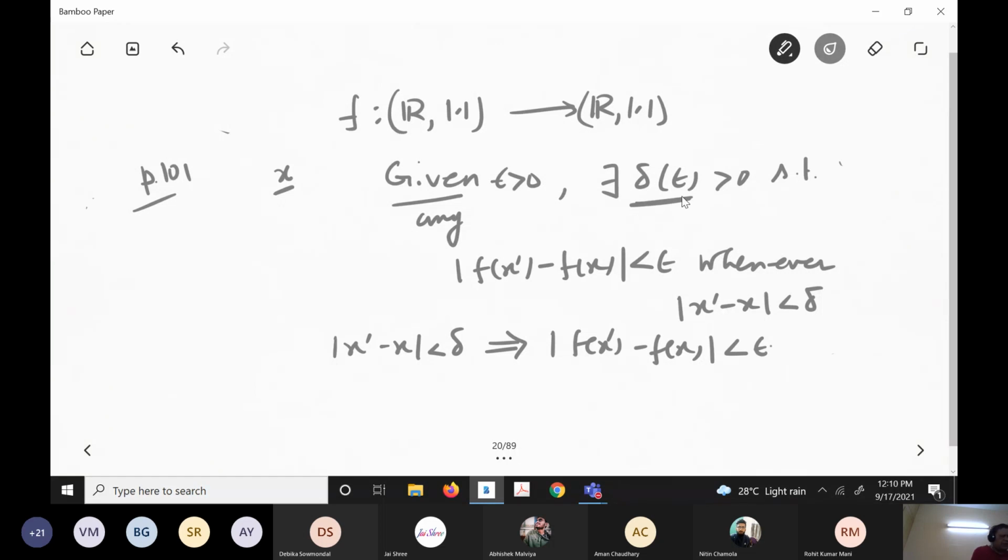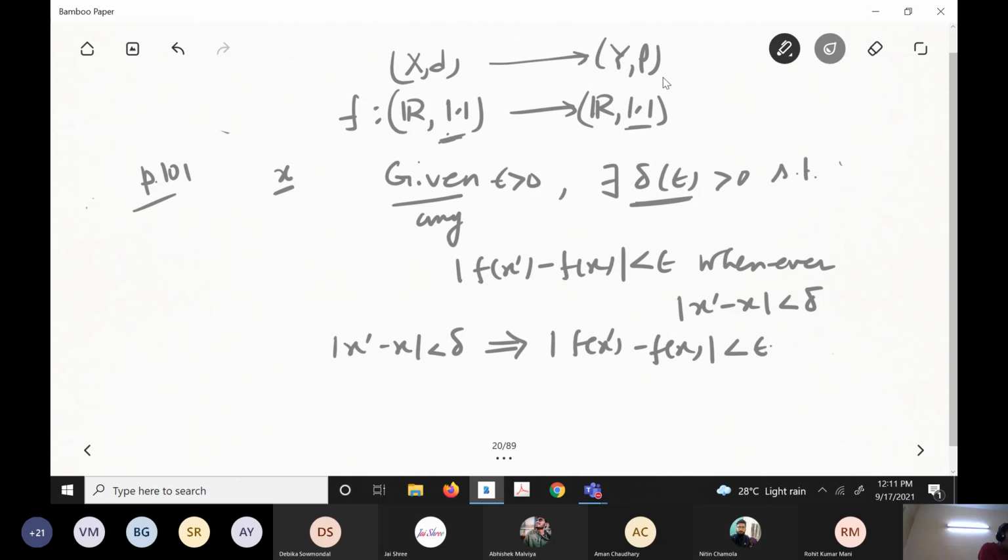Delta is a function of epsilon. Now look, if I now change the metric space to (X, d) and (Y, rho), then what will happen? Suppose you have the metric space (X, d) and here (Y, rho). Either the metric was the same on the domain and range, but the metrics are usually different, d and rho.